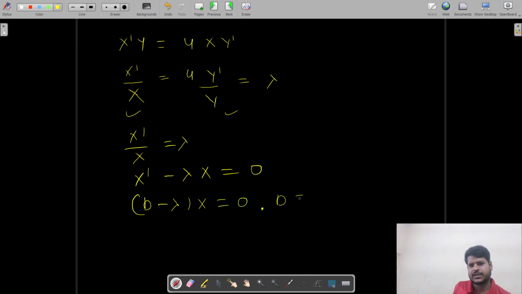Here this capital D is equivalent to d over dx. So this is a homogeneous ordinary differential equation with constant coefficients. So here, what will be the auxiliary equation? When we write the auxiliary equation, what do we get? m minus lambda equal to 0. So m equal to lambda.